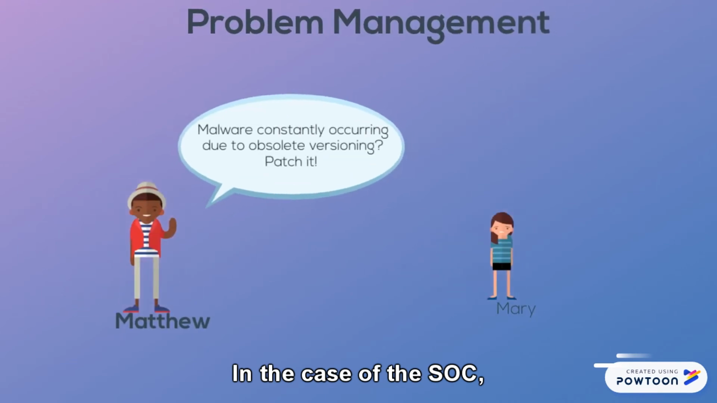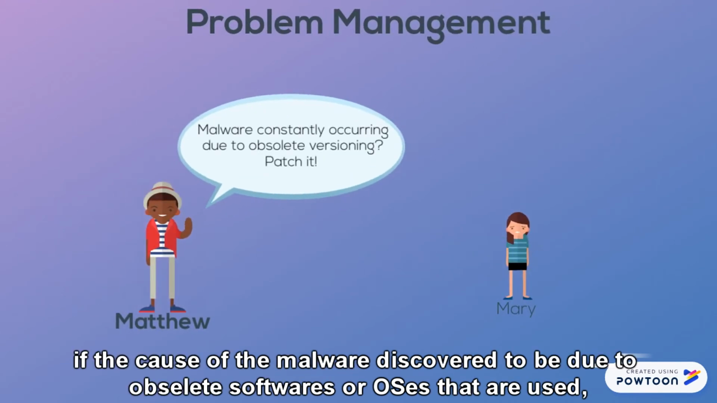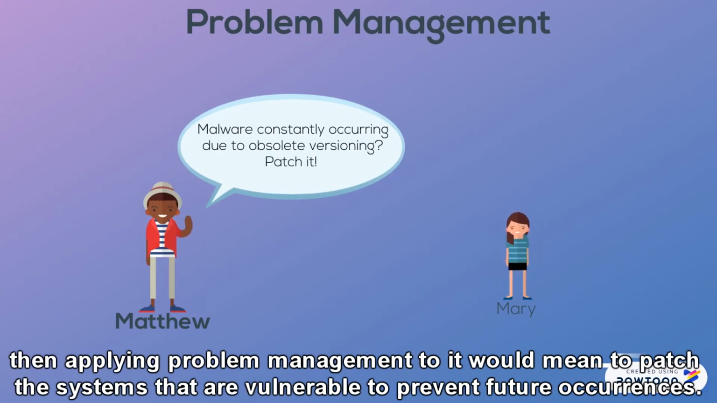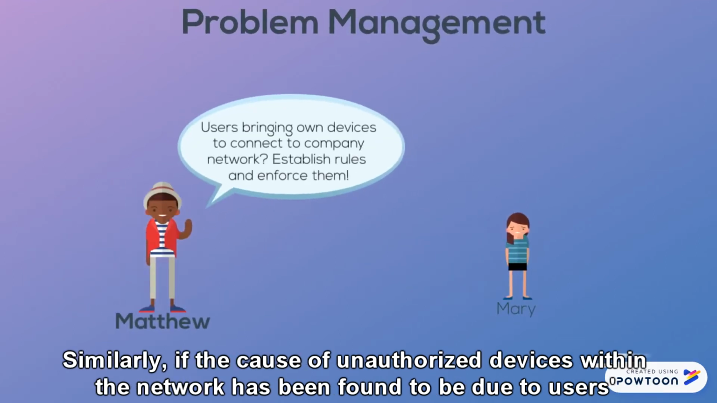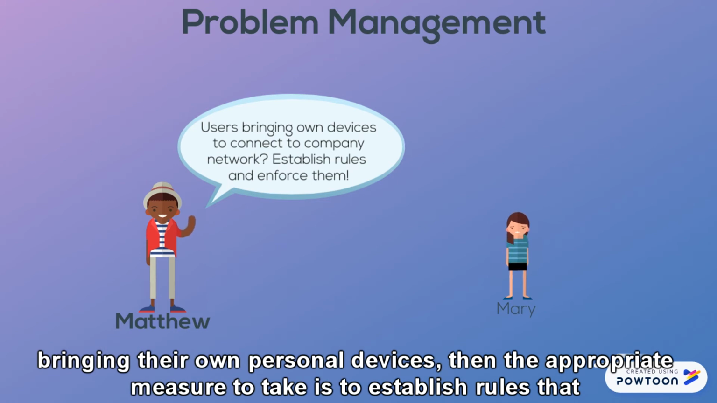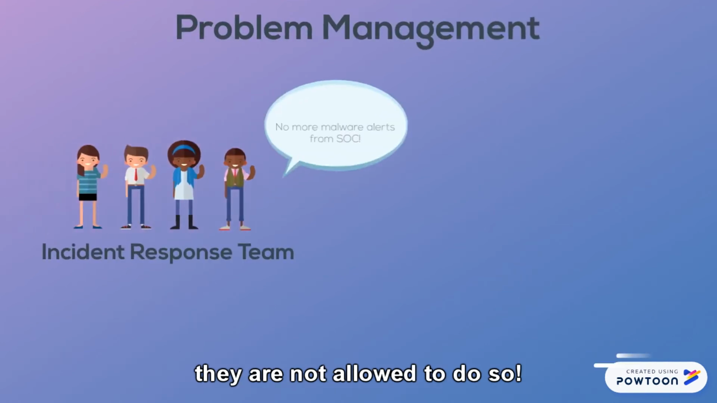In the case of the Security Operations Center, if the cause of the malware is discovered to be due to obsolete software or OS that are used, then applying problem management to it would mean to patch the systems that are vulnerable to prevent future occurrences. Similarly, if the cause of unauthorized devices within the network has been found to be due to the users bringing in their own personal devices, then the appropriate measure to take is to establish rules to say that they are not allowed to do so.